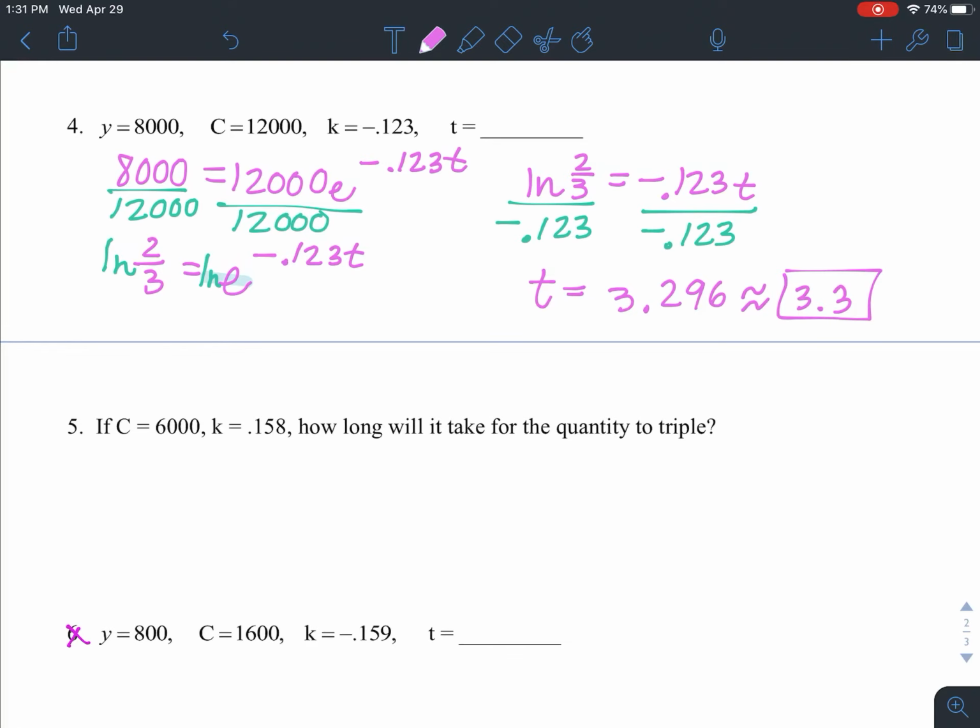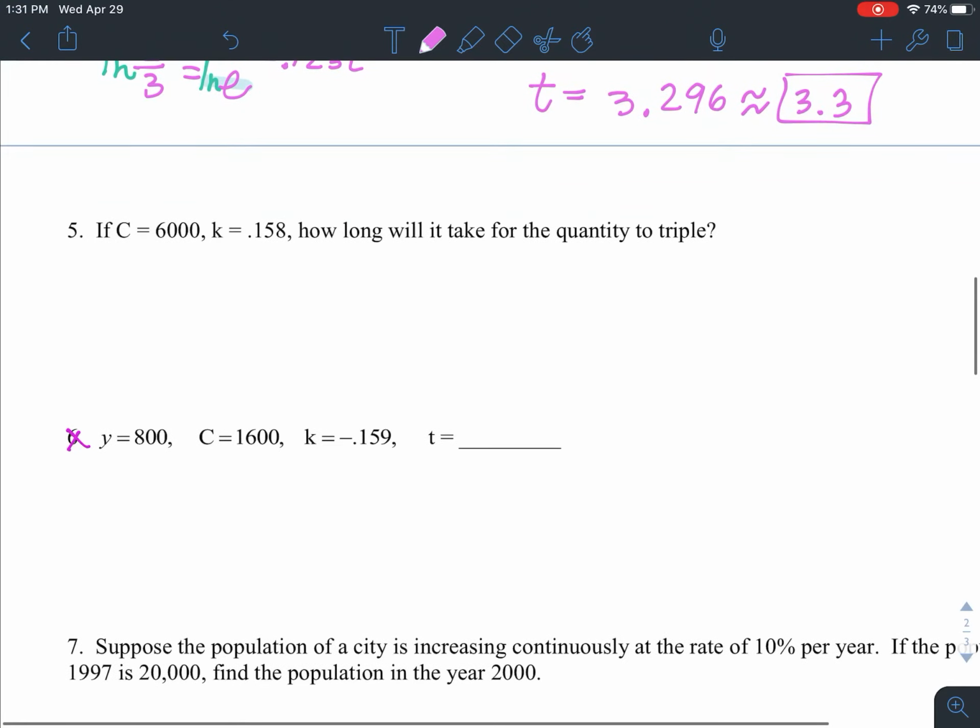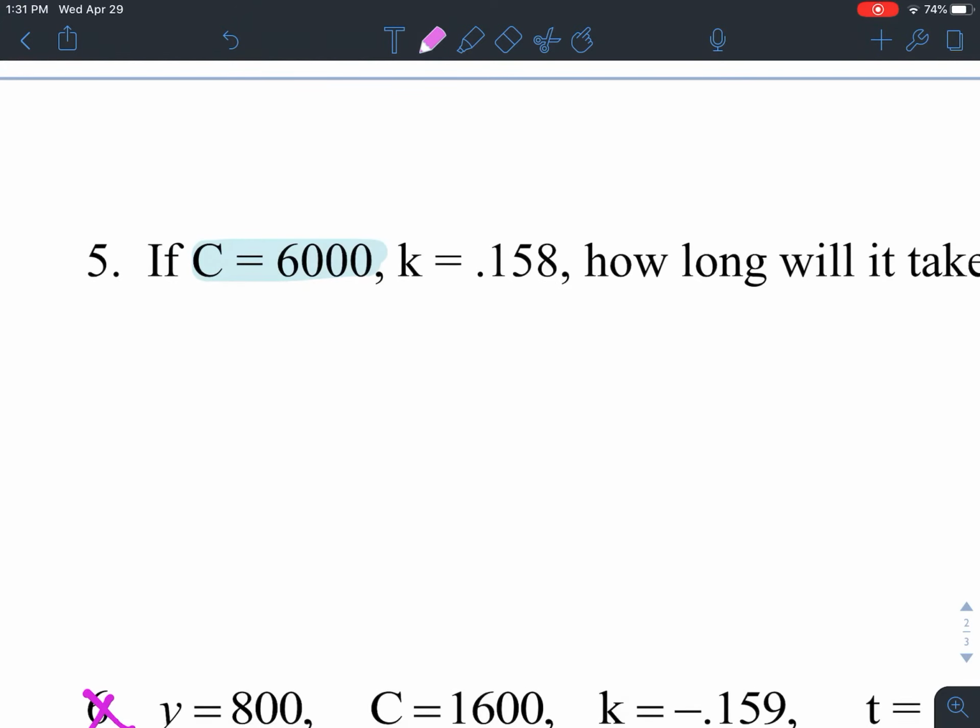All right. 5. If C equals 6,000, K equals 0.158, how long will it take for the quantity to triple? Again, we talked about this the other day. For something to double or triple, we don't know our final amount. But if you're given that the original is 6,000, what is your final amount? Just multiply it by 3. That would be 18,000.